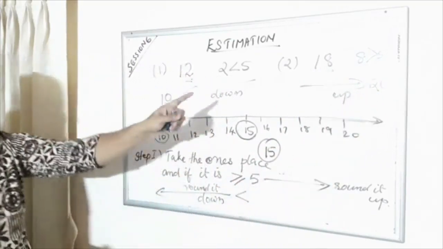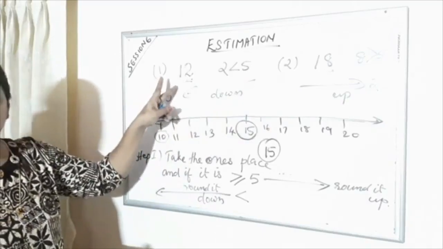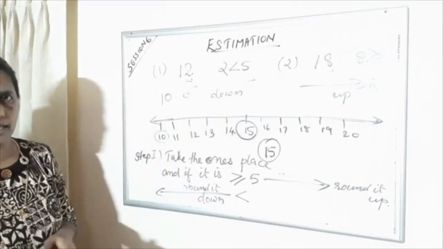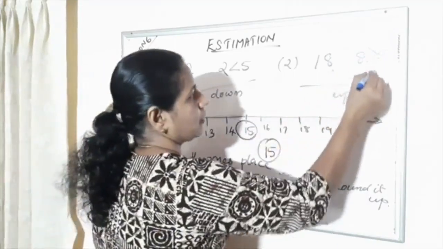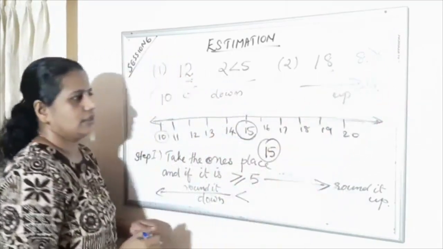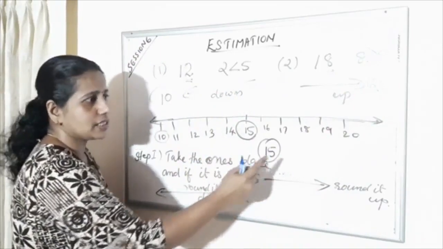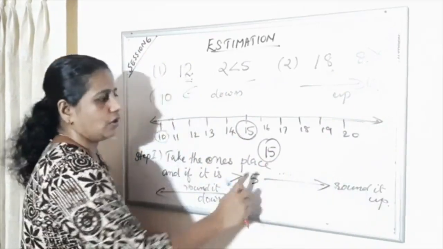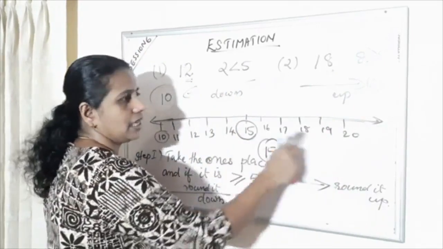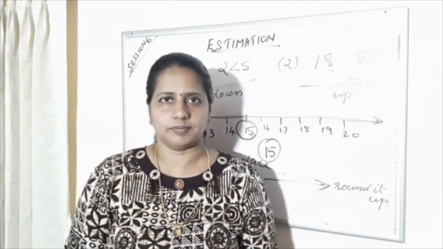So the estimated number of 12 is 10 and the estimated number of 18 is 20. If the number is 15 itself, 5 is equal to 5, that is, round it up. That is, 15 is estimated to 20. Clear?